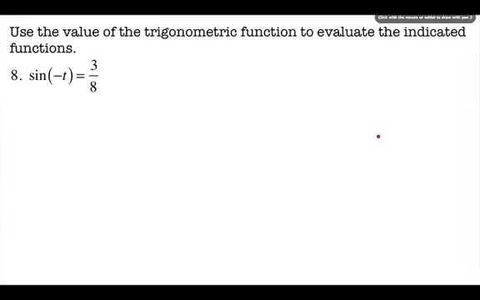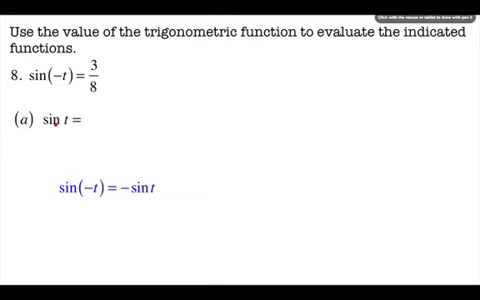Same directions. This is what they give you. Sine of -t equals 3/8. They want you to compute sine of t. So if you look at this one, it's going to be a little bit tricky. We're going to be using this formula.